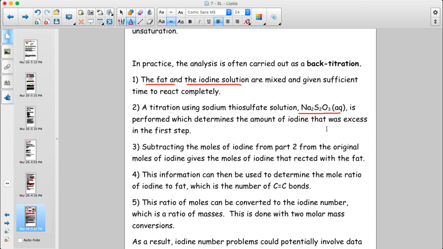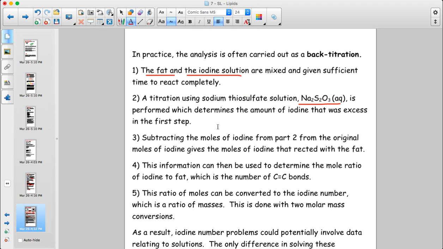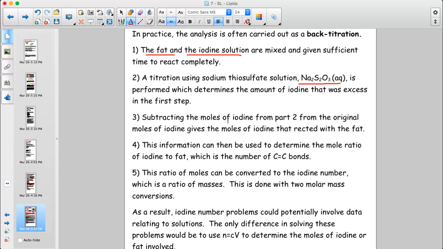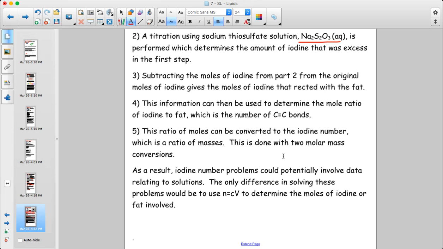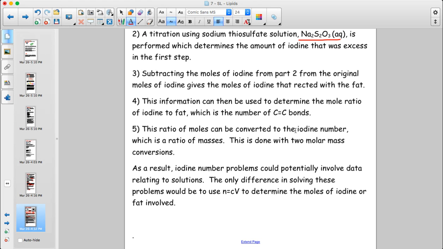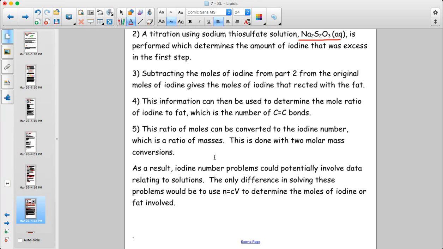And once you've done that, you can subtract the excess moles from the total moles of iodine, convert it to the moles that was reacted, and the moles of iodine is the same as the number of moles of carbon-to-carbon double bonds in the fat. And that can also be converted to iodine using molar masses. These problems, I guess, could involve solutions. It's pretty rare, but you would then just use n equals CV to get your moles of either iodine or fats.